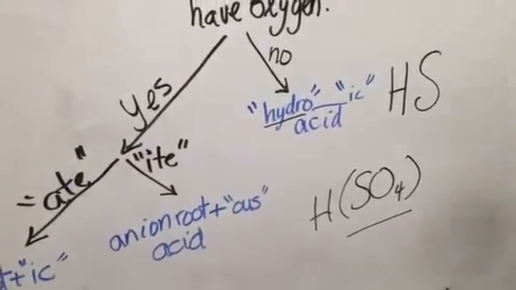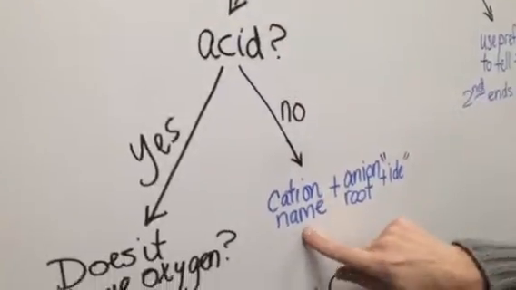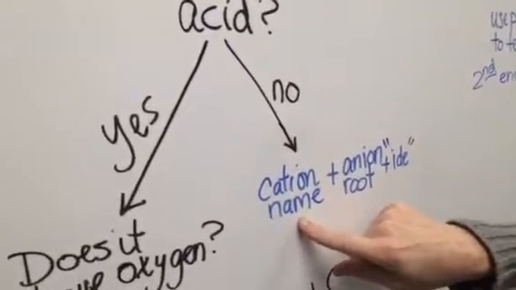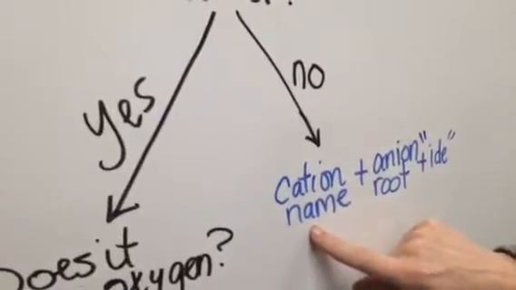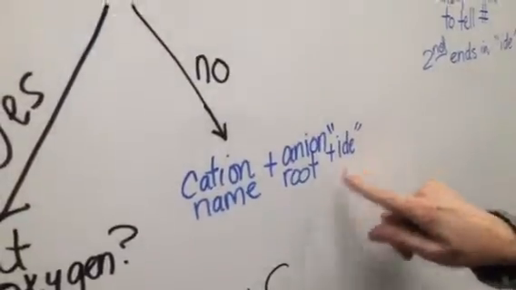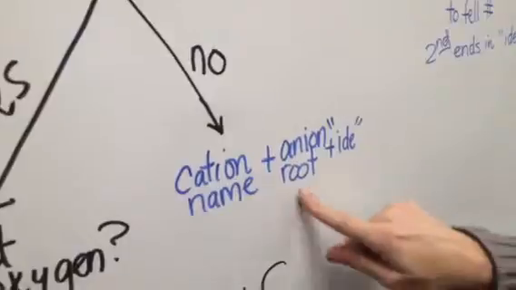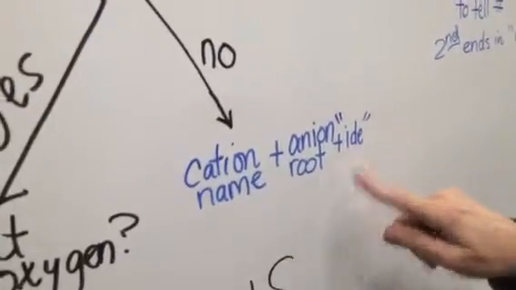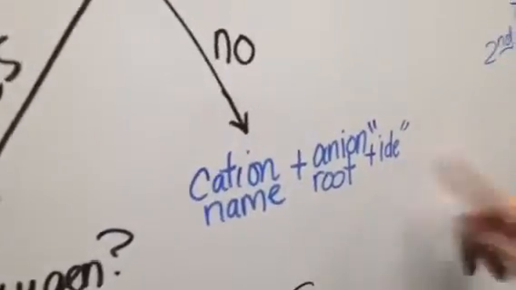All right. Now, if it's not an acid, then you start with the name of the first element. So you say the cation name. So it would be sodium, and then the anion root word plus ide. So sodium sulfide, sodium chloride, potassium chloride. I've often wondered about this, so this is interesting.